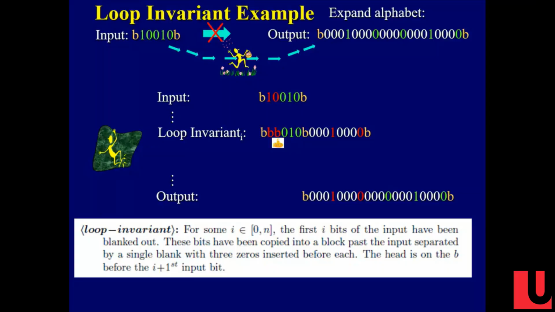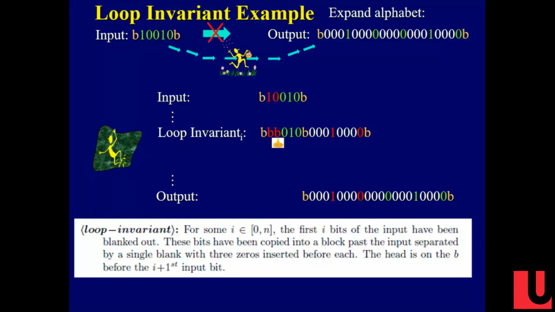No, because it can't remember arbitrarily large numbers. So it doesn't know i. So somehow we have to store i on the tape, right? We could write i in binary. We could write i, right? But we're not going to do that. What are we going to say?